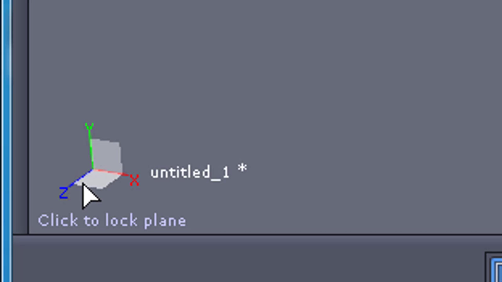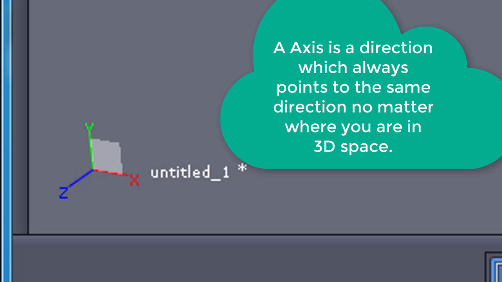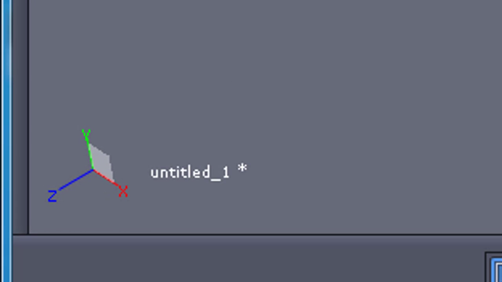What you've got is what's called 3 axes. An axis is a direction. You've got the green one, the red one, and a blue one. And no matter where you are rotated around, it'll tell you which way is forward, which way is backwards, which way is up, and which way is left and right.